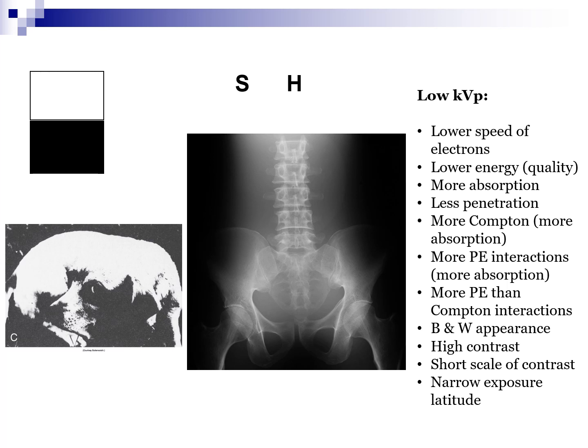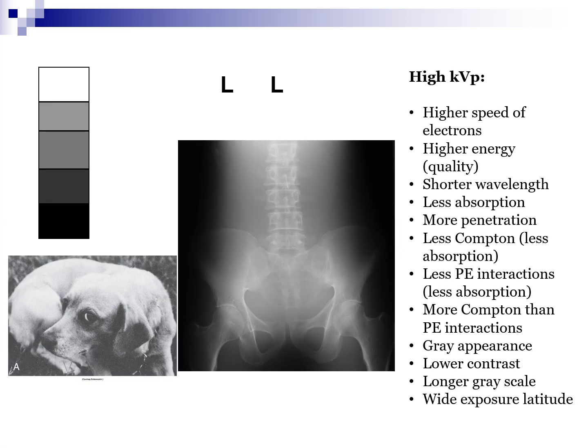So short scale, which is the S, with high contrast, and that's SH with low kVp. So we have a lower speed of electrons, lower energy or quality in the beam, more absorption with less penetration, more Compton or absorption, more photoelectric interactions, with just more absorption, but there's more photoelectric than Compton interactions, which means the image is going to be more black and white. So there's high contrast, short scale of contrast, and a narrow exposure latitude.